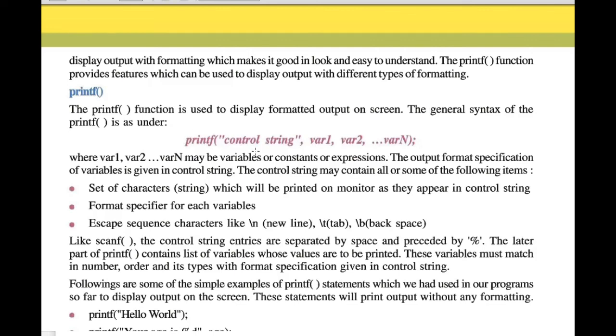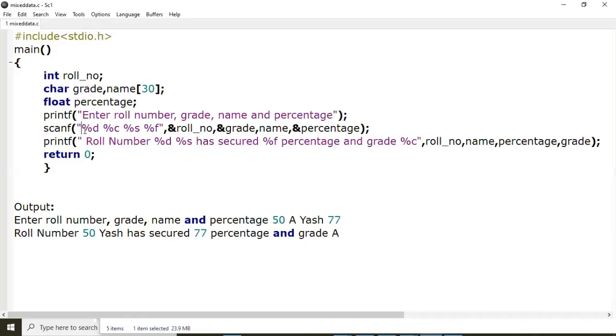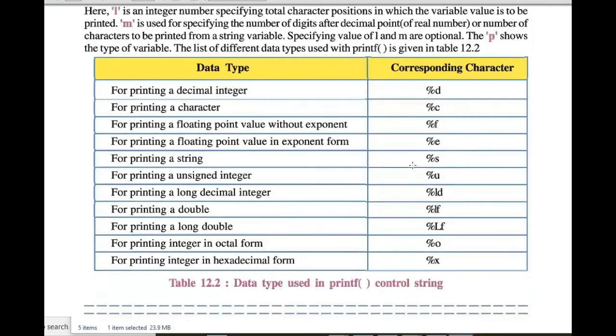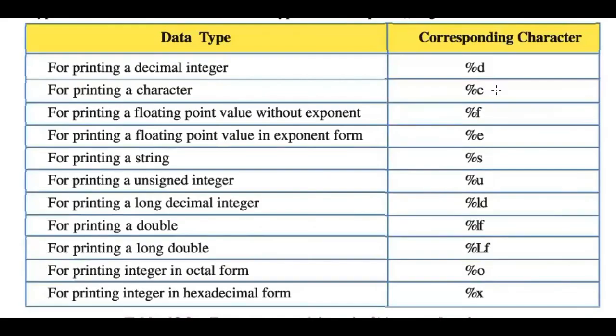This is printf control string variable 1 2 3 etc. So here we have already used that. In scanf multiple values we are reading, and in printf multiple values we are giving in output. Okay, so already we have seen this. This is data type and corresponding character. Most of them we have already seen. Okay, here the new one is long double.